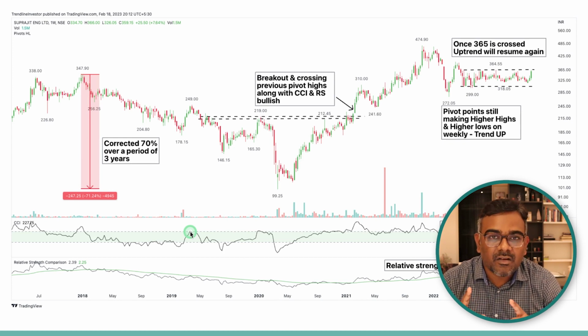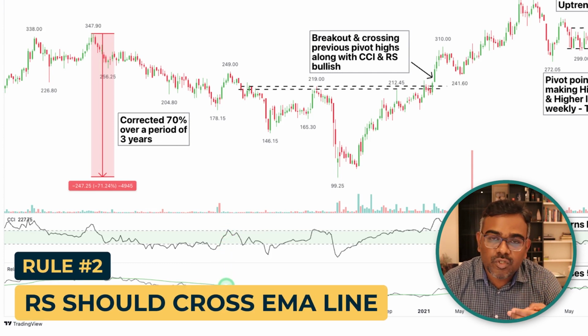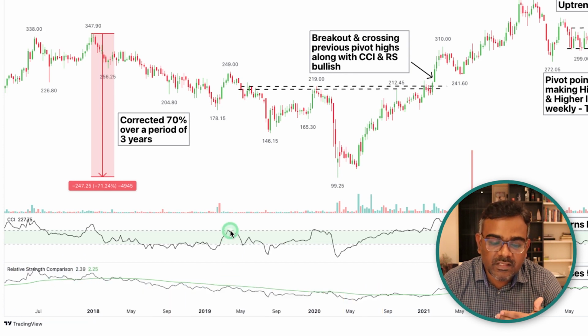There is a scanner on my Twitter pinned tweet, or you can also go to my YouTube channel to find the breakout scanner. If you look at this point, that's the first point when the stock actually crossed above the 100 level and indicated bullishness. But the second rule is that relative strength should also cross the green line. Once the stock comes up in the scanner, you take that stock, plot the relative strength, and see if the relative strength has also crossed the green line. In this case, it hasn't crossed the green line, which means the stock is not completely bullish on the weekly charts.